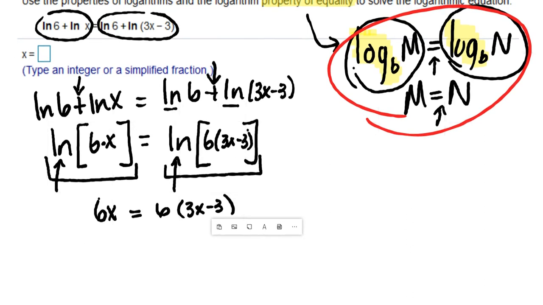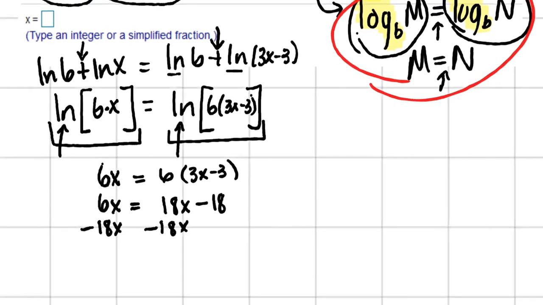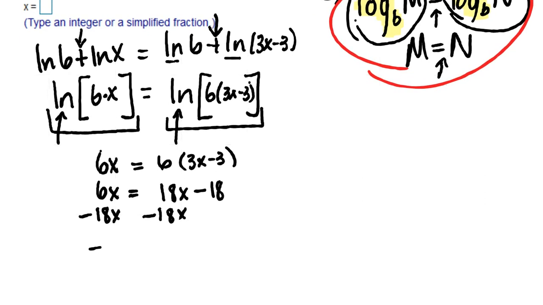So now I'll solve this linear equation. Let's get rid of parentheses by using the distributive property. That's 18x minus 18. I'll move all the x's to the same side. I'm subtracting 18 on both sides. That gives me negative 12x equals negative 18.